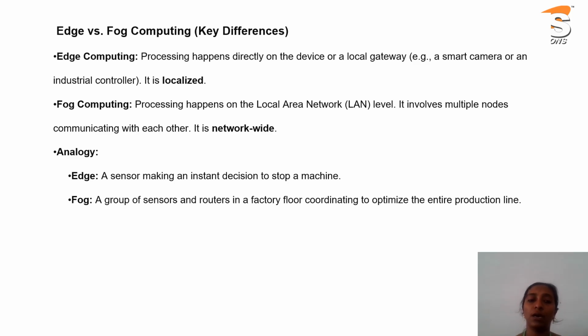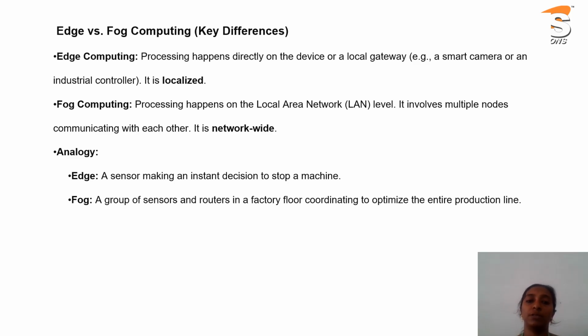Edge computing is where processing happens directly on the devices or local gateway, like a smart camera or an industrial controller. It is localized data transfer. That means computing near the data source, where users can detect near the source and access the local gateway.